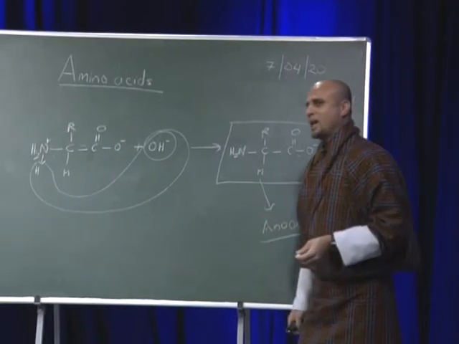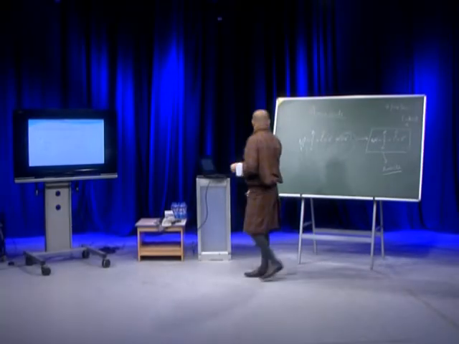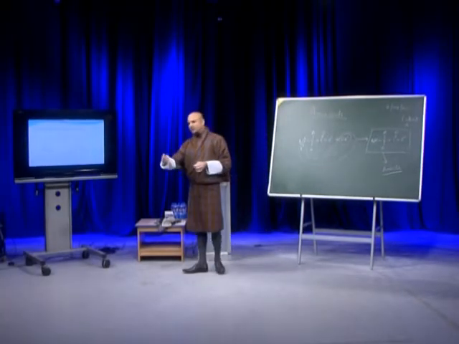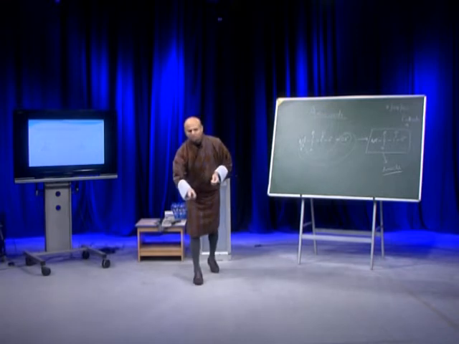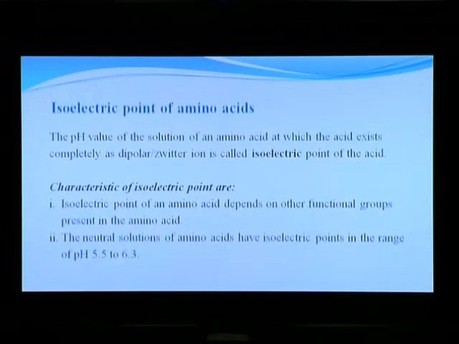So amino acids will migrate towards the anode when you put them in basic or alkaline solution, and they will migrate towards the cathode when you put them in acidic solution. So now let's look at the isoelectric point of amino acids.